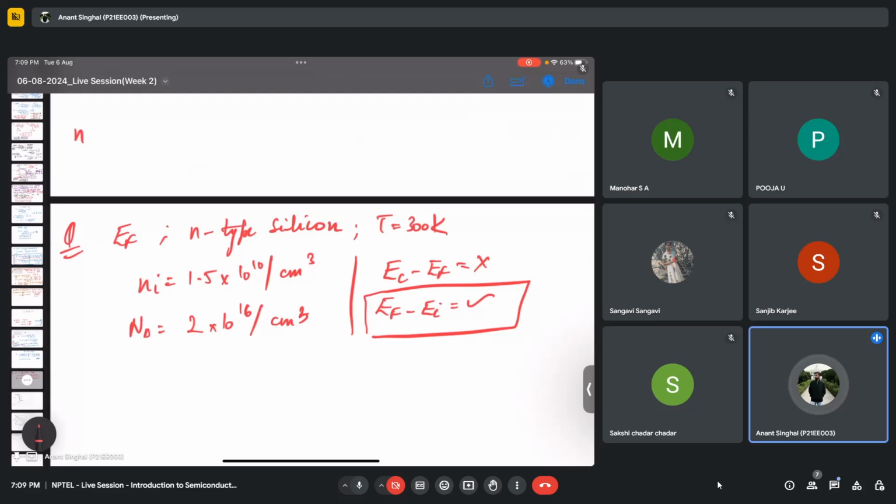So you already have two formulas. Let me rewrite so that it will be easy. This is the first and this is the second.